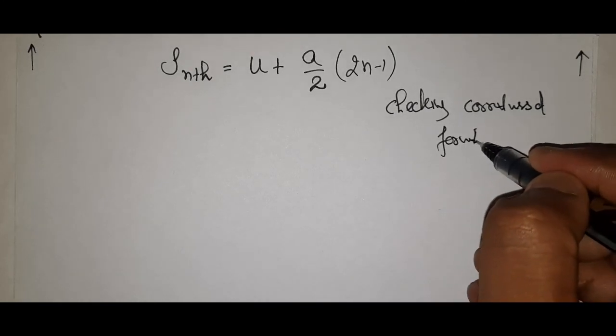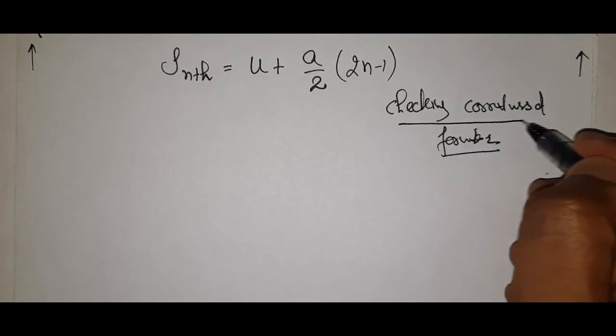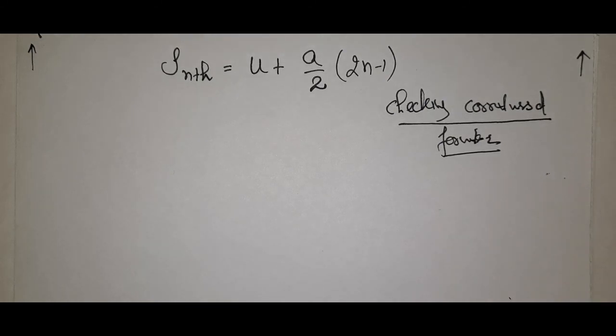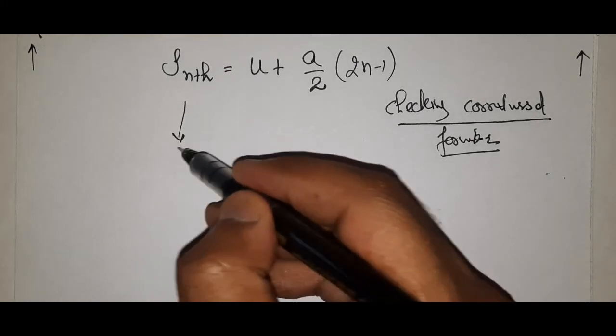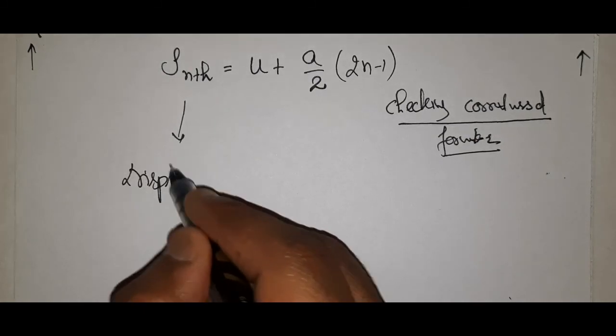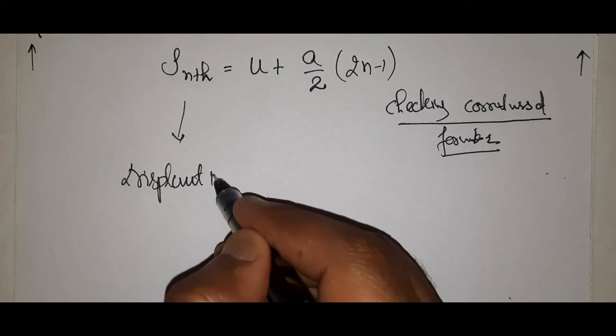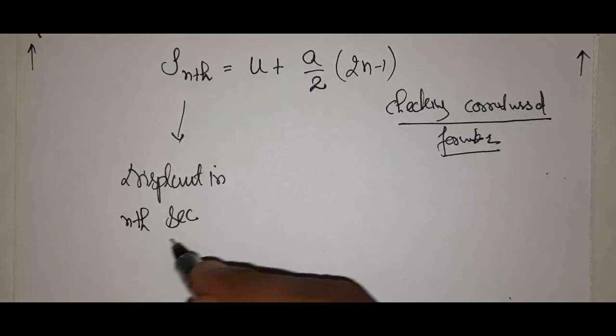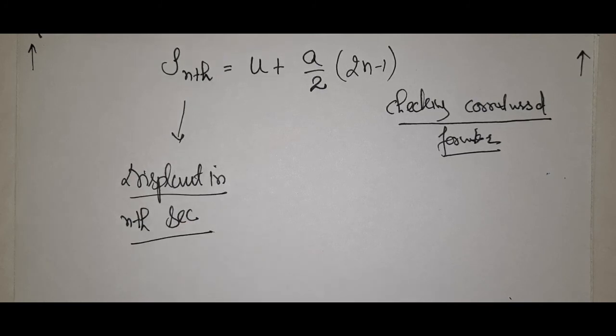As I told you, in checking correctness of formula, we have to just check the dimensional formula of the left hand side and the dimensional formula of the right hand side. Now, first of all, analyze the quantities here. First quantity is displacement in nth second. Suppose a body is going from 0 to 10 seconds.